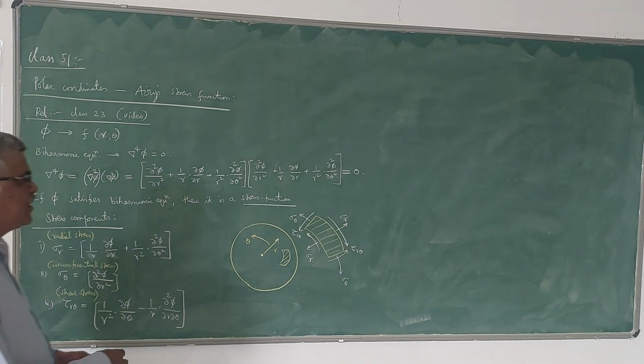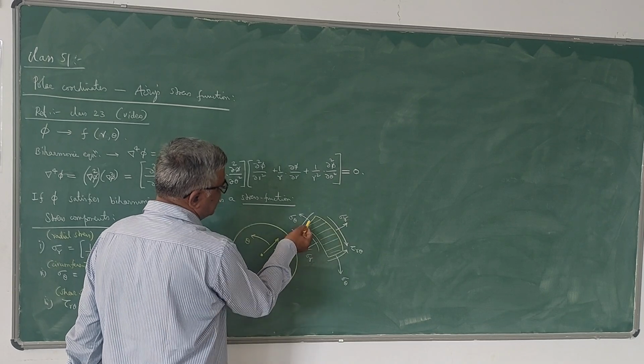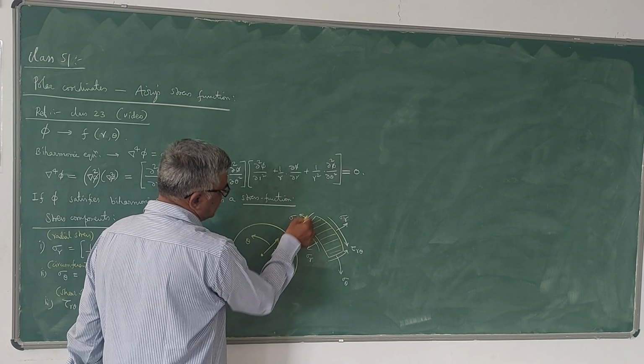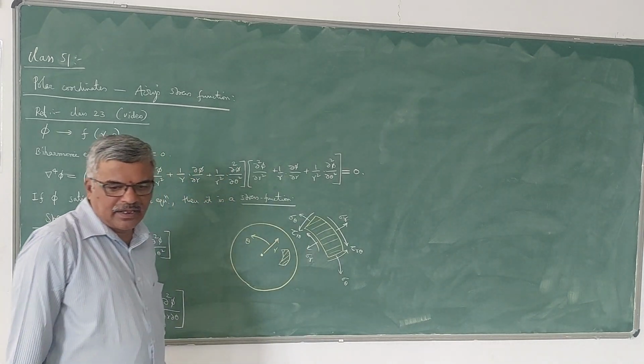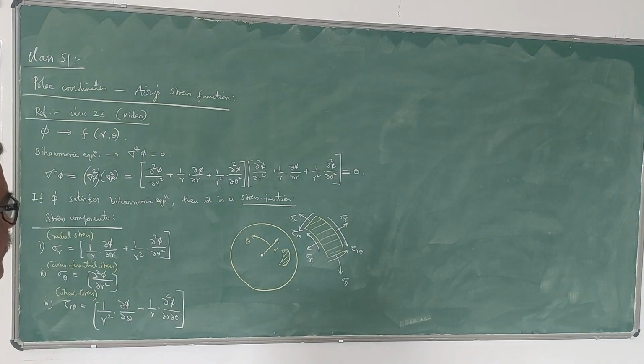So this is the radial stress along the radius direction, circumferential stress along the circumferential direction, shear stress parallel to the area of the element. This is how they act.